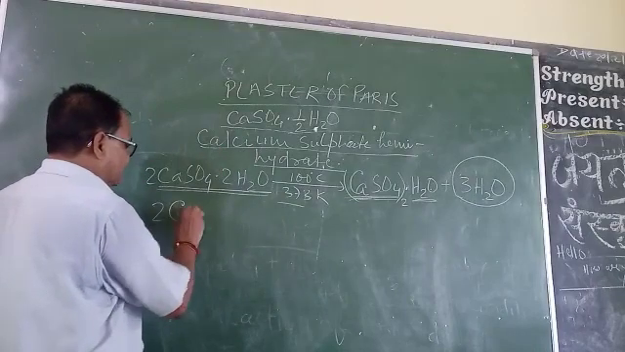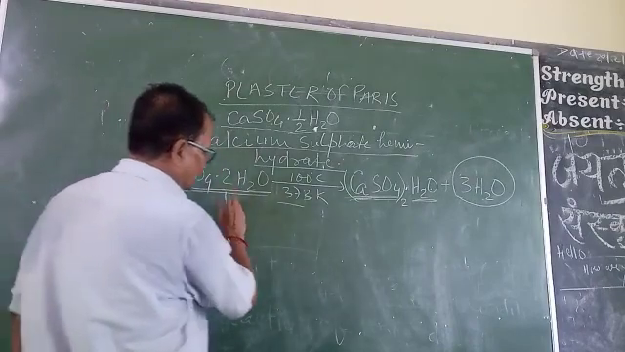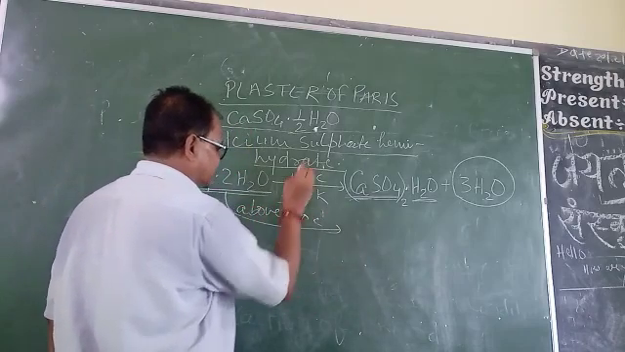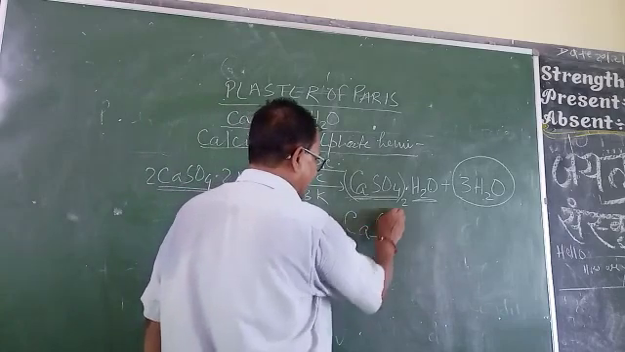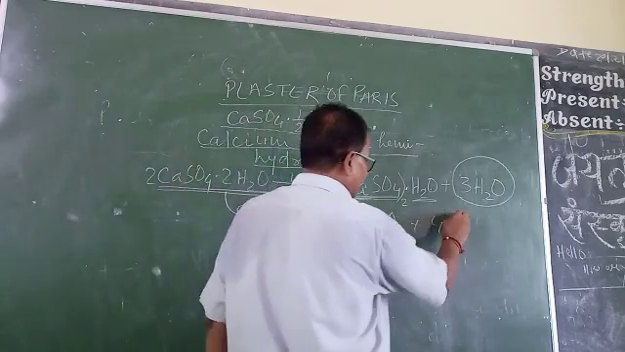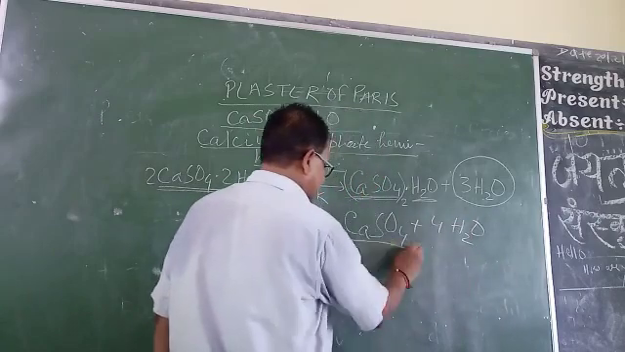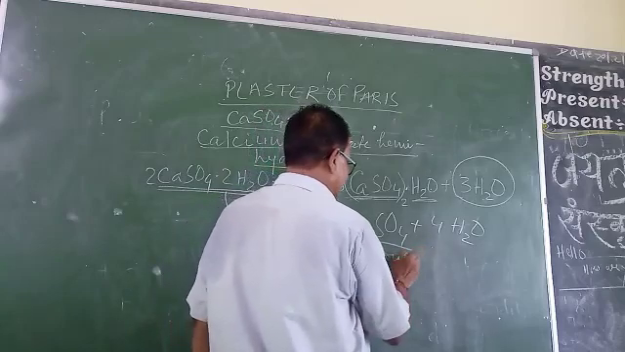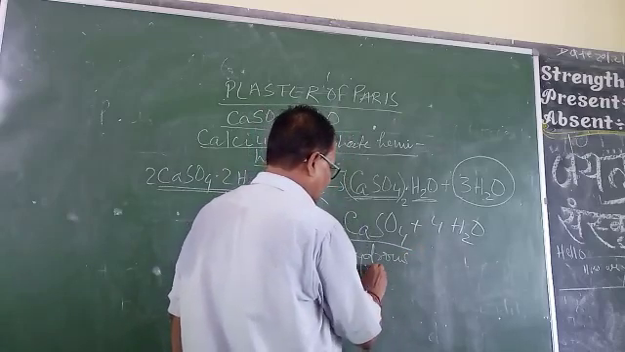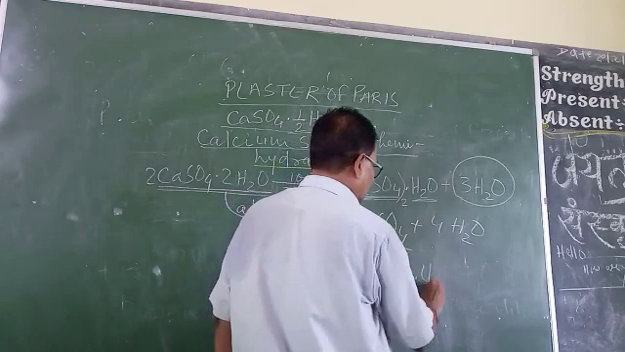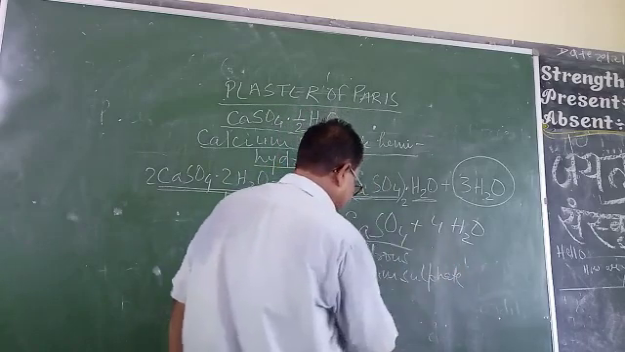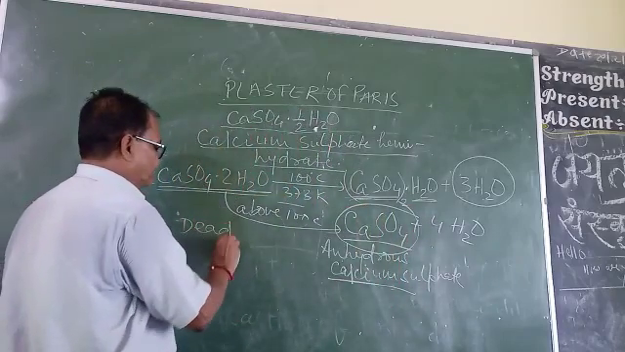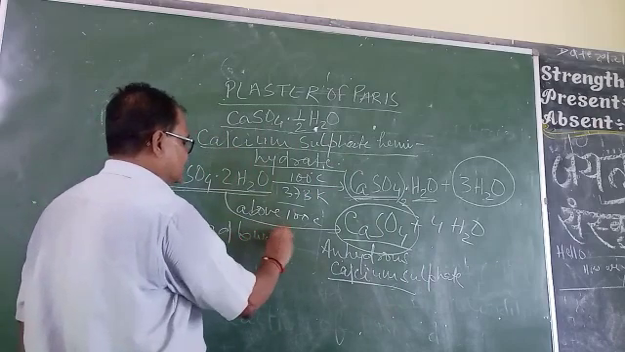If we heat gypsum above 100 degrees Celsius, then we get anhydrous calcium sulfate, and this is known as dead burnt plaster.